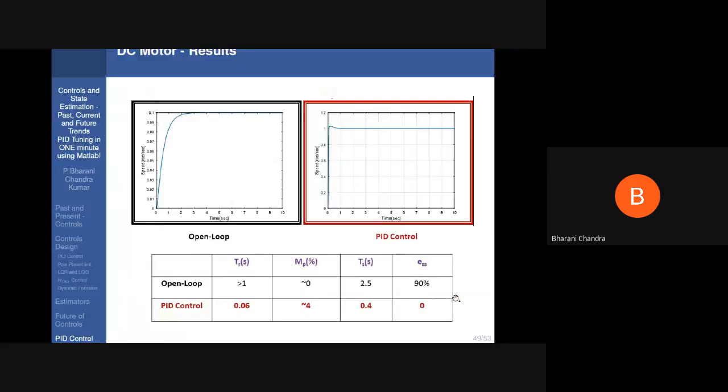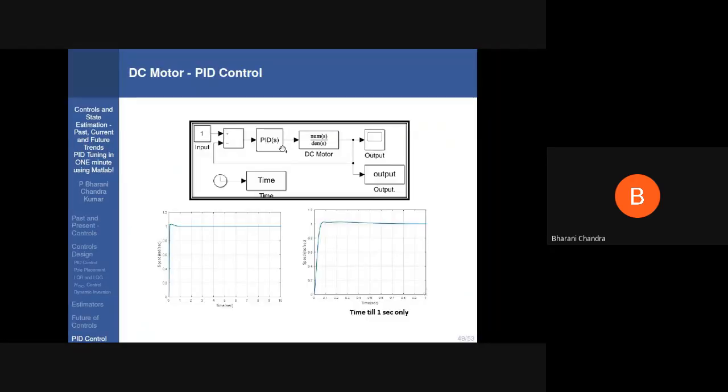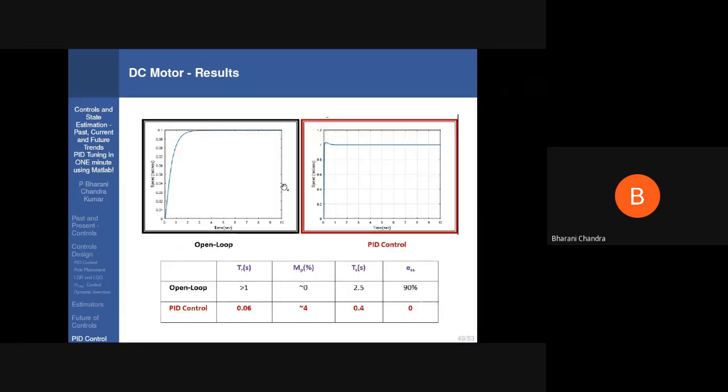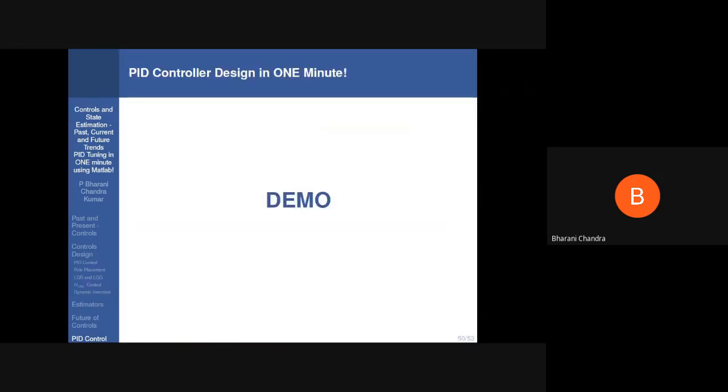The question one can ask here is, what is this PID value and how did I obtain this PID value? This now I'm going to show in 1 minute. So this is the demo that I'm going to show you.